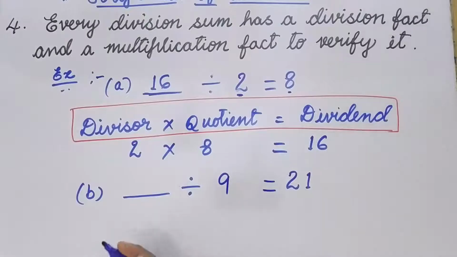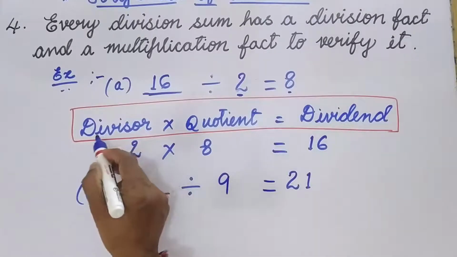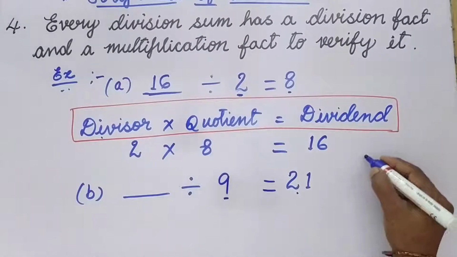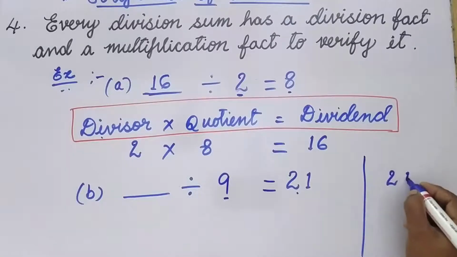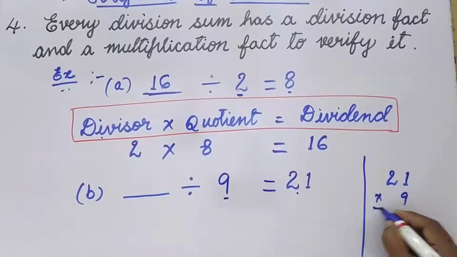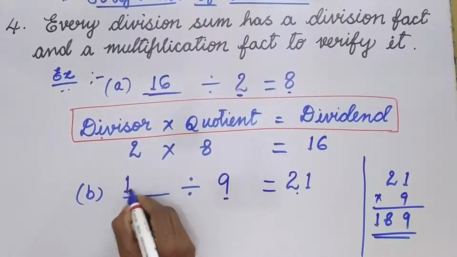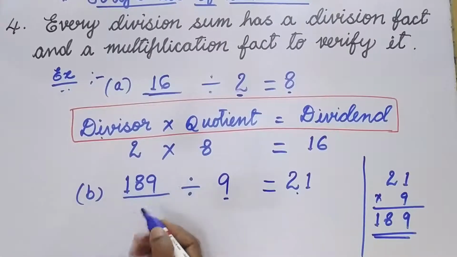So we know dividend is equal to divisor into quotient. So what could be done here? Which is the divisor? 9 into the quotient. Multiply. What's the product? 21 into 9. If you multiply, what do we get? Yes, 189. What is 189? This is the missing dividend.